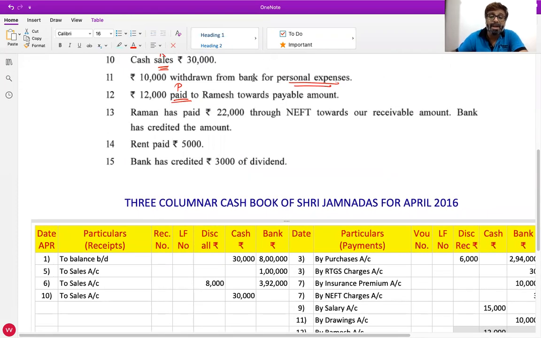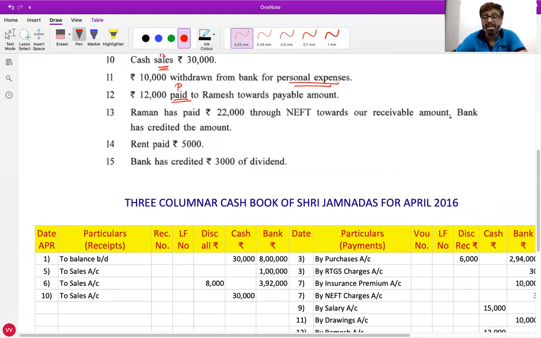Raman has paid 22,000 through NEFT towards our receivable amount and bank has credited. So we will debit. Debit. Very good. Otherwise also Raman has paid, but we are receiving.